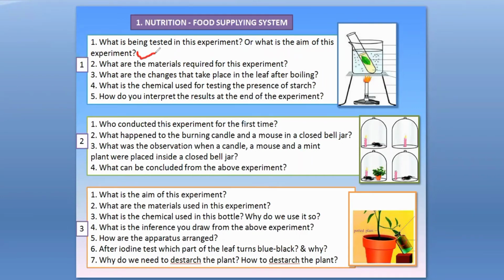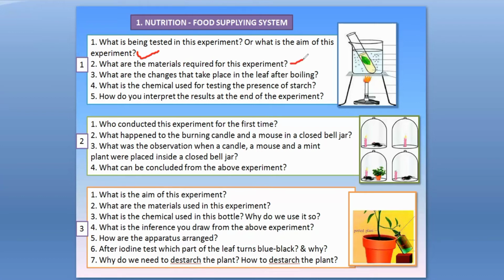For this question, the answer is: the main aim of this experiment is to test the presence of starch in green leaves. What is being tested? Starch is being tested in the green leaves, whether it is present or absent in the green leaves. Next question, what are the materials required for this experiment?